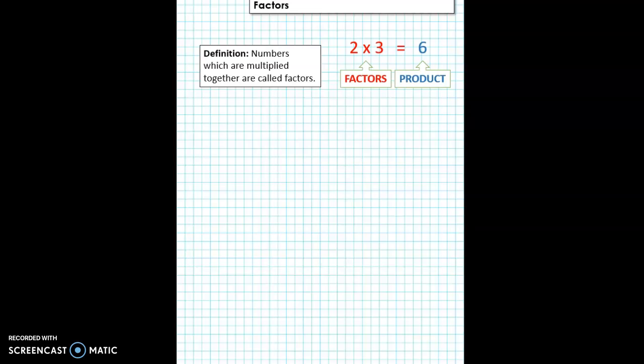There are a couple of ways we can check to make sure we find all of the factors for a specific product. For example, if we look at 14, we can use a rainbow to make sure we find all of the pairs by matching the numbers that equal our product. 1 times 14 and 2 times 7.